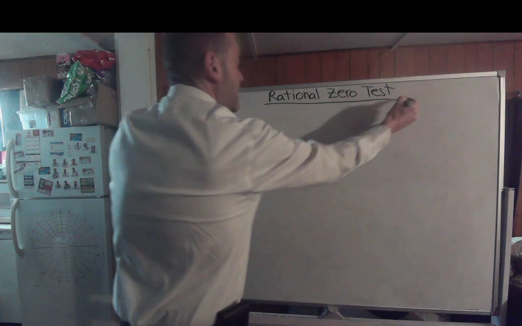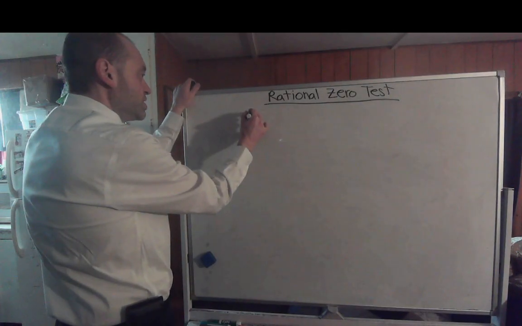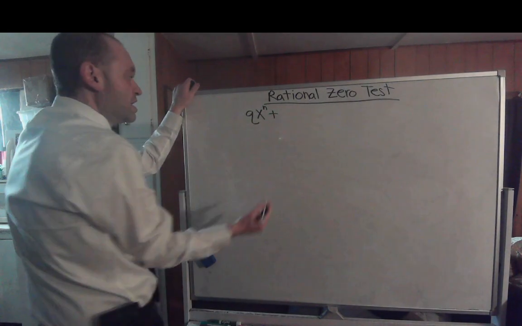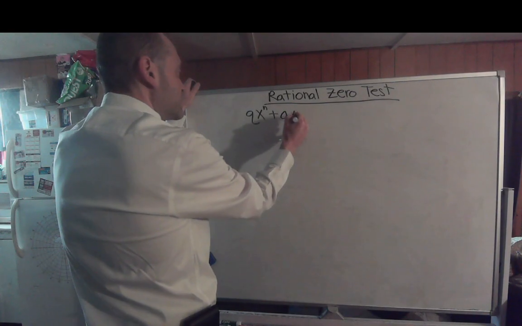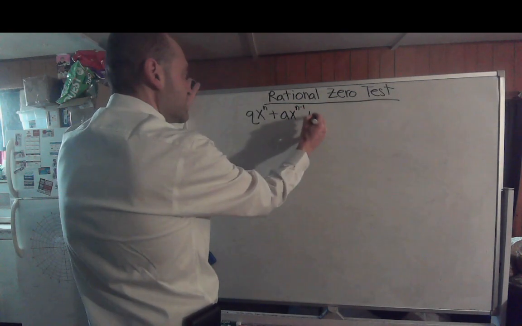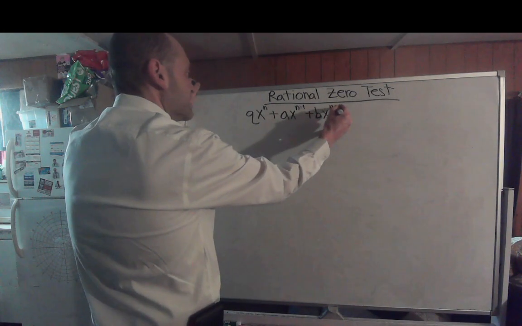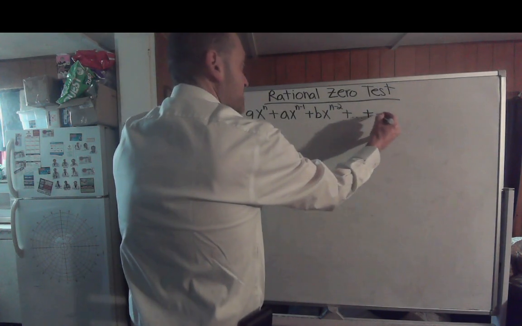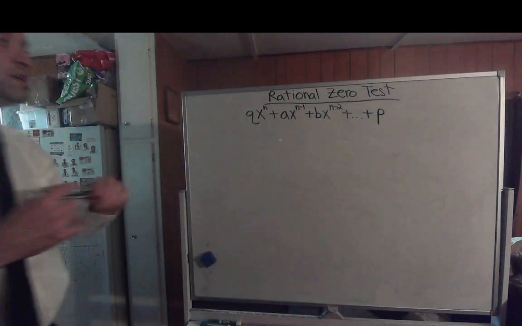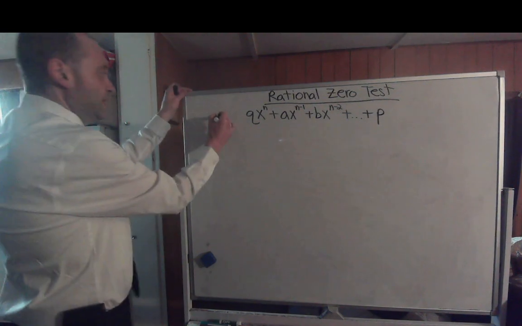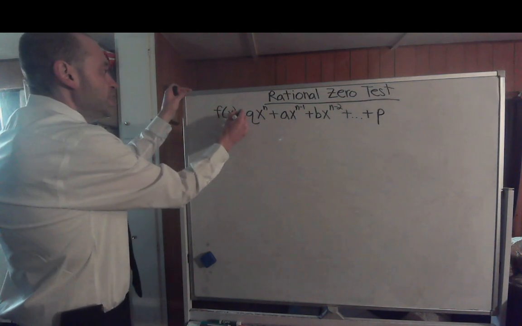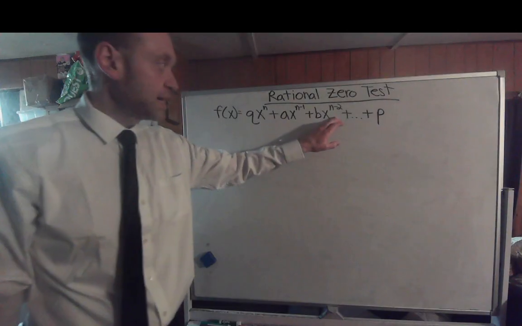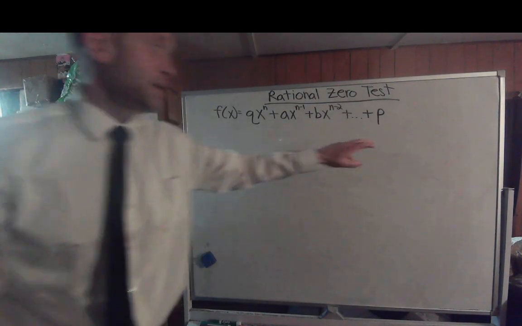So let's say you have some polynomial function q times x to the n plus a times x to the n minus 1 plus b times x to the n minus 2, and it just keeps on going and going, plus some constant term p. So a typical polynomial function, we'll even do f of x. f of x equals qx to the n plus ax to the n minus 1 plus bx to the n minus 2 plus a constant p.